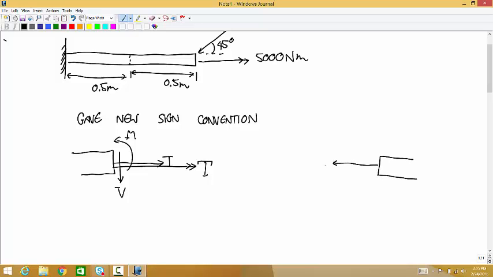So positive tension would be like this. Positive shear force would be like this. Positive bending moment is like that. And a positive torsion would be like that. And if you use this sign convention, whichever side you work from, you get the same things. So that's the benefit of this.